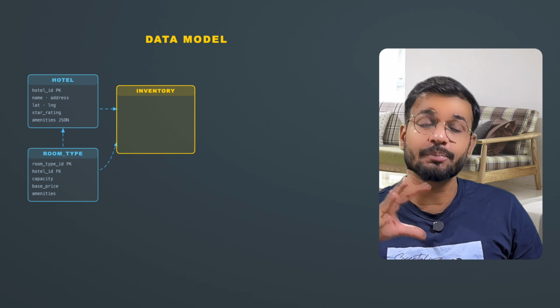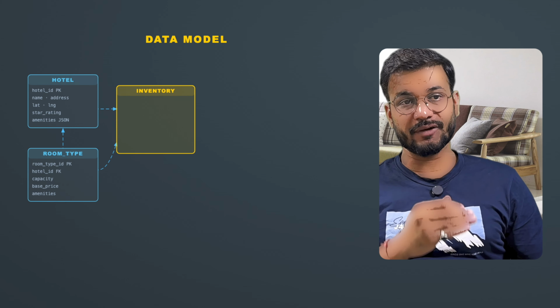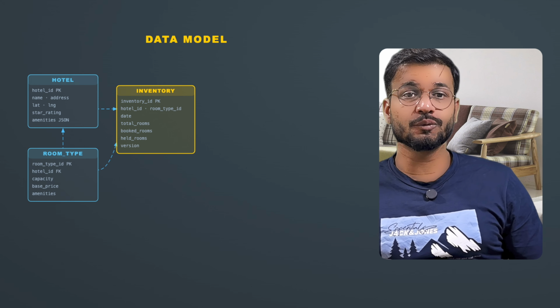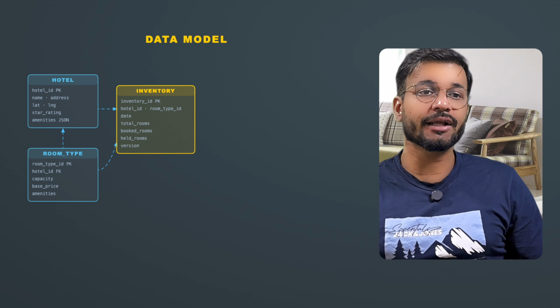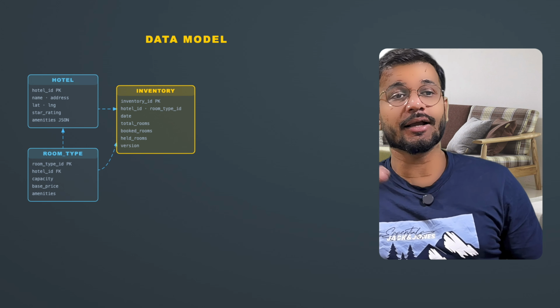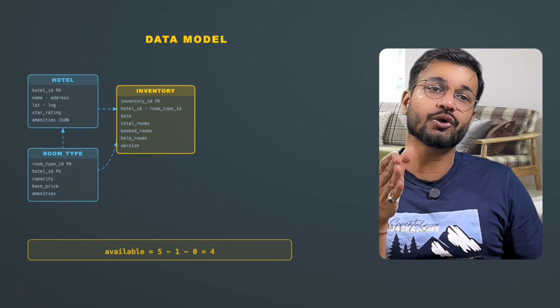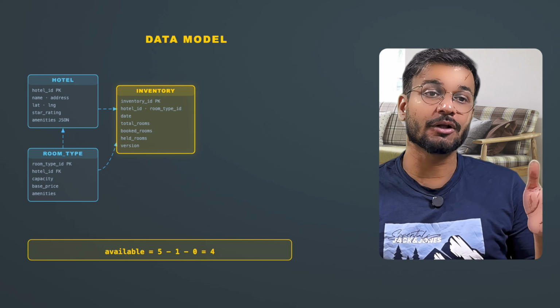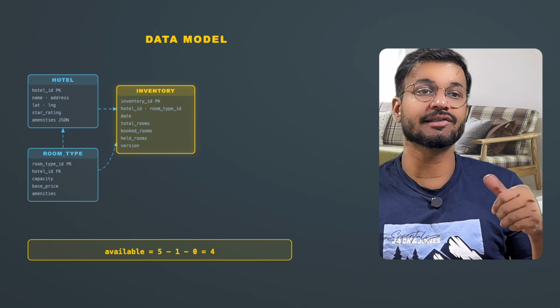This is the most important table because we have the inventory ID, hotel ID, room type ID, date, total rooms, booked rooms, and the held rooms. For each hotel, for each room type, for each date, we maintain a count. So available rooms is equal to total rooms minus booked rooms minus held rooms. Now, this table needs very careful concurrency control.